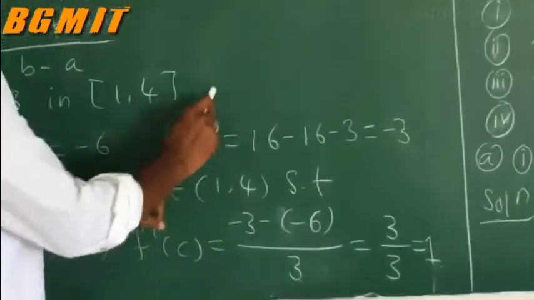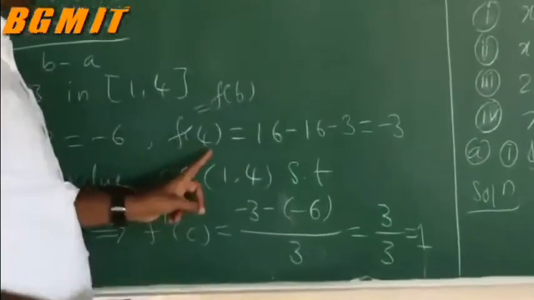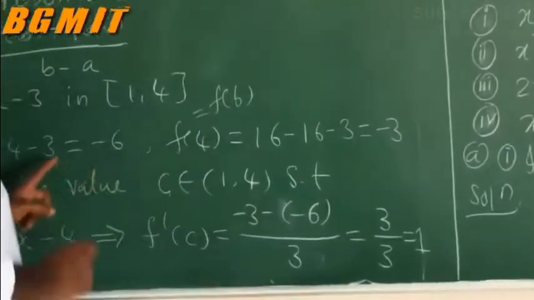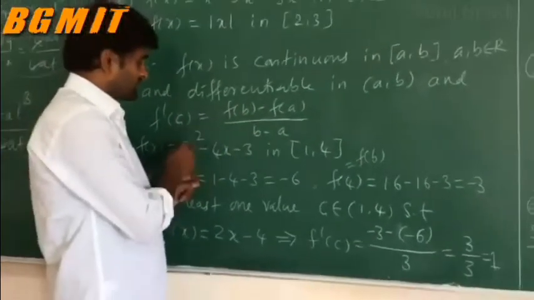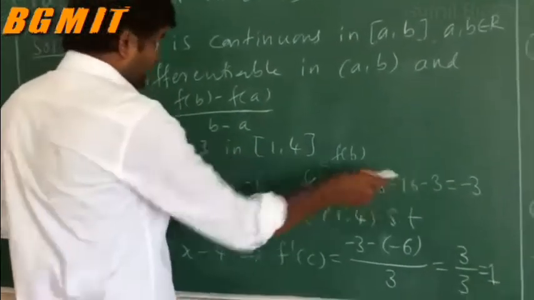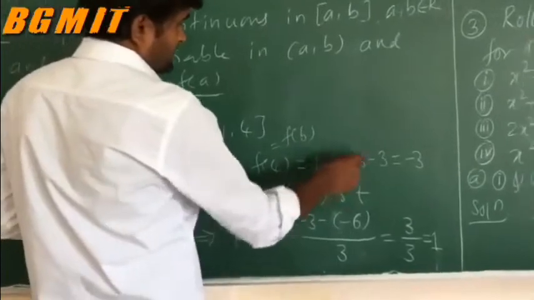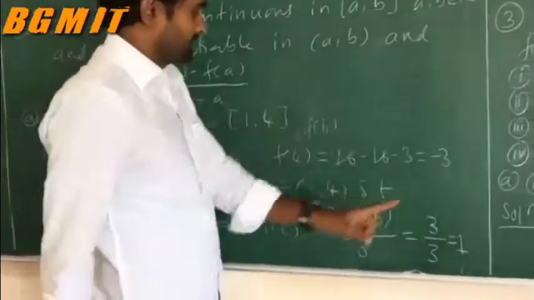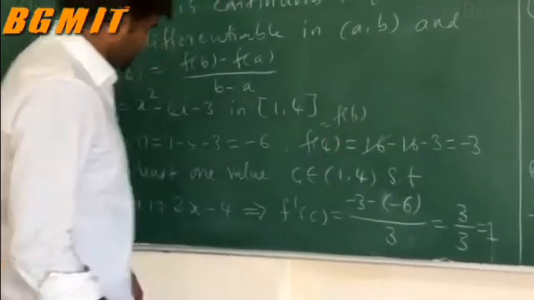Similarly, this is f of b. f of 4 equals 4 square, which is 16, minus 4 into 4, which is 16, minus 3. 16 minus 16 leaves only minus 3. So f of b is minus 3.